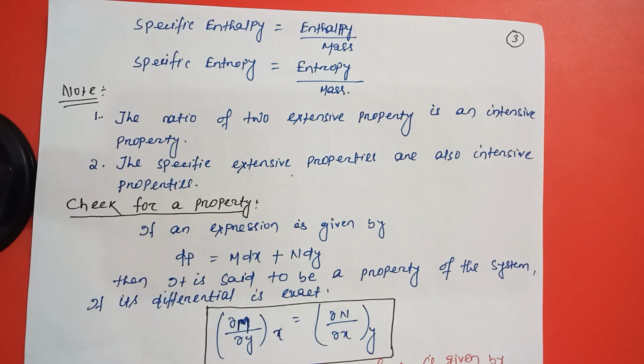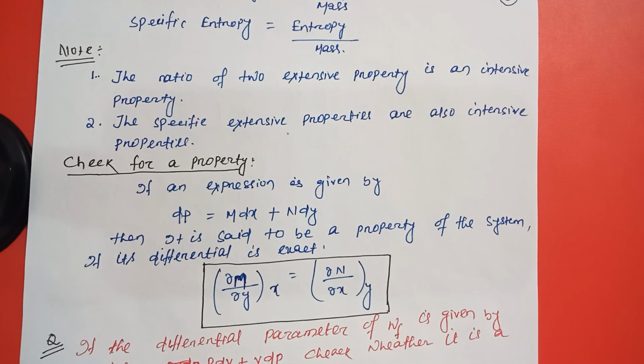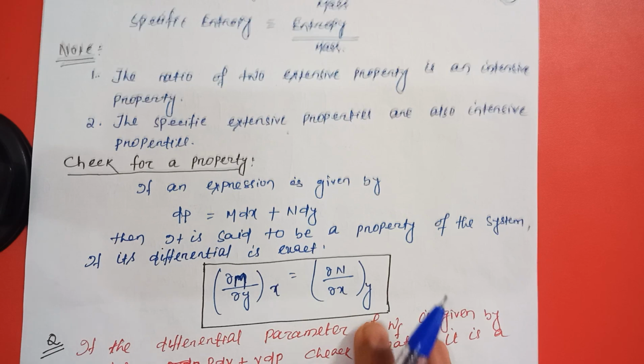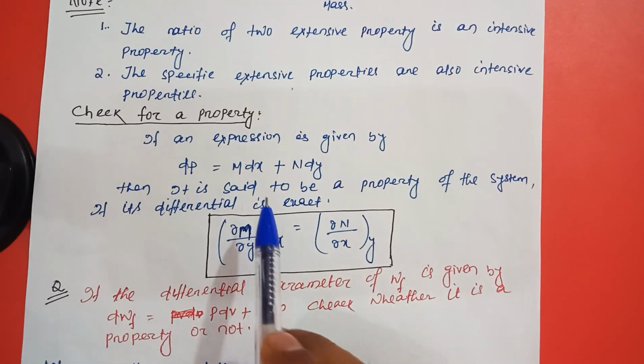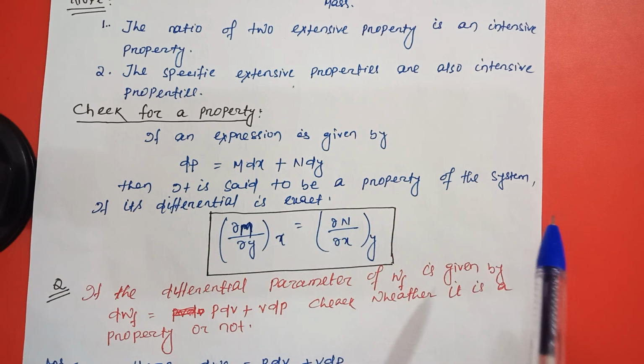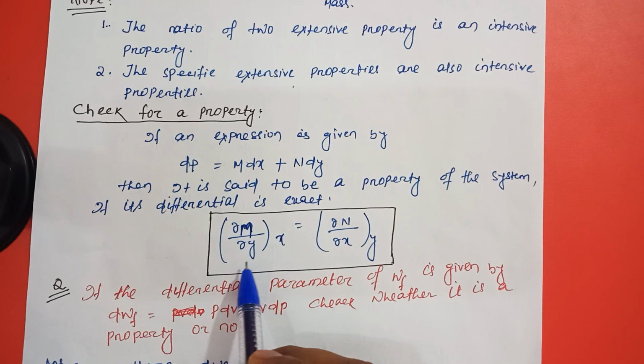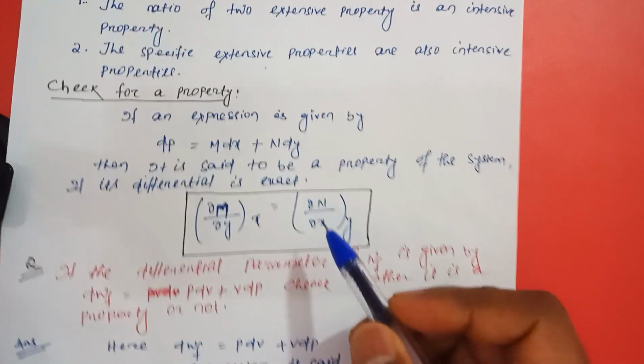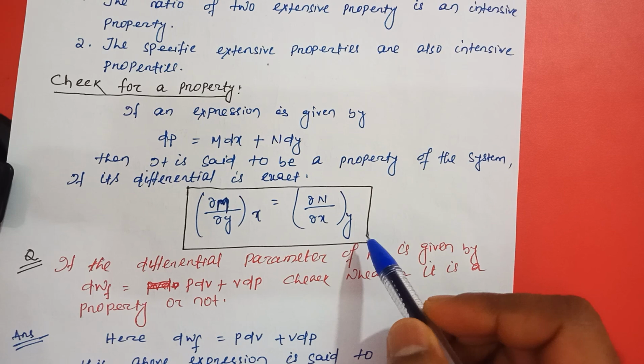So you have to remember one note. The ratio of two extensive properties is an intensive property. The specific extensive properties are also known as intensive properties. So how to check a property? If an expression is given by dp equal to M dx plus N dy, then it is said to be a property of the system if its differential is exact. That means del M by del y of x equals del N by del x of y.